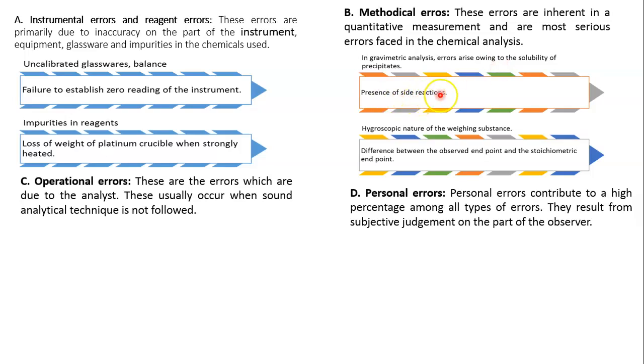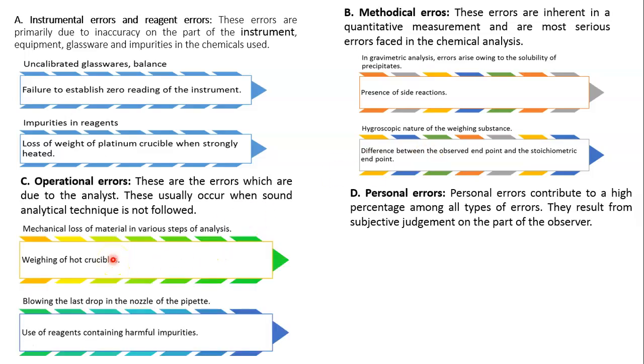Presence of side reaction. So you expect A plus B to give you C, but sometimes A plus B can give you C plus D. Again, it is the error in the method. Hygroscopic nature of weighing substances. Some of the substances have a tendency to absorb moisture. So when you weigh those compounds, obviously the amount taken will be less than the actual amount because some amount of water will be inherently there in those compounds. So when you're using hygroscopic compounds, you have to be careful. Difference between the observed endpoint and stoichiometric endpoint. I have explained this in my regular lecture, so I'm not going to waste much time on explaining this again. Let us go to the next one, that is operational error.